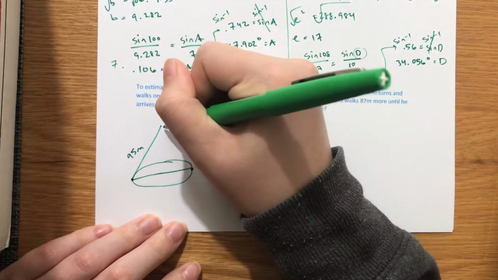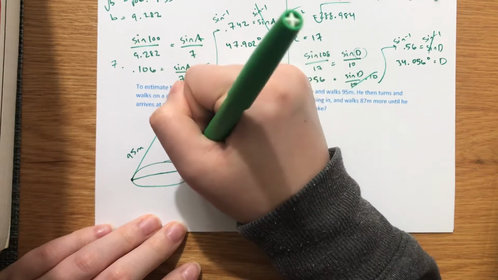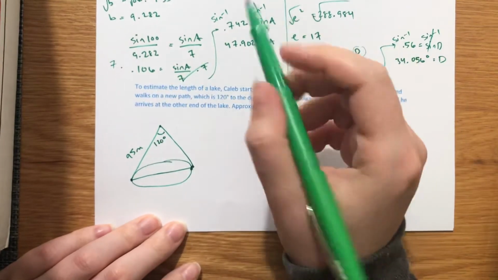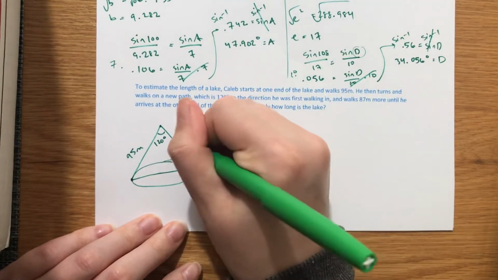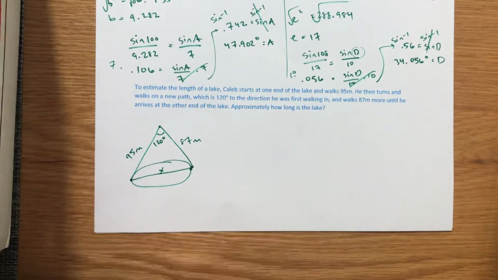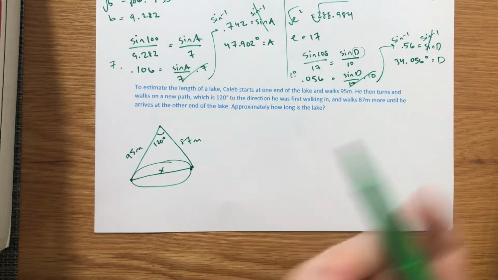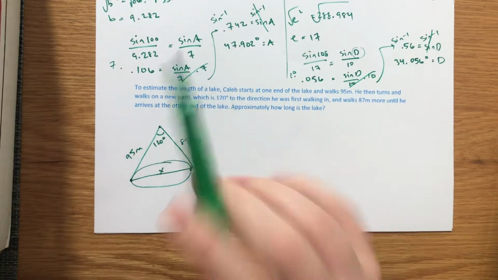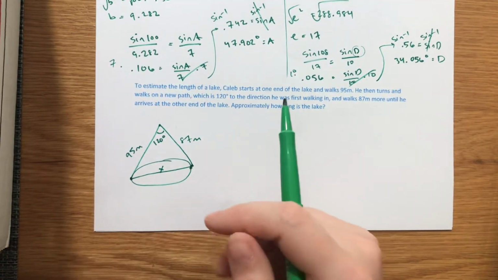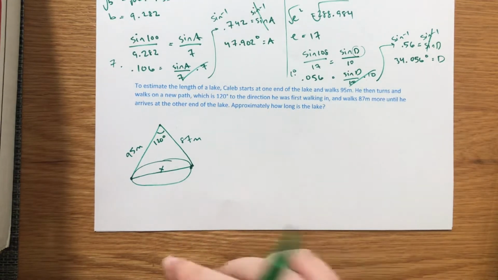And then he turns 120 degrees, which, this is not an accurate picture. So this is 120 degrees. And then walks back, and this length is 87 meters. And so we want to know what's the length of the lake. Well, this looks almost exactly like this triangle, right? We have side, angle, side. We can't make a pair, so we have to use law of cosines.